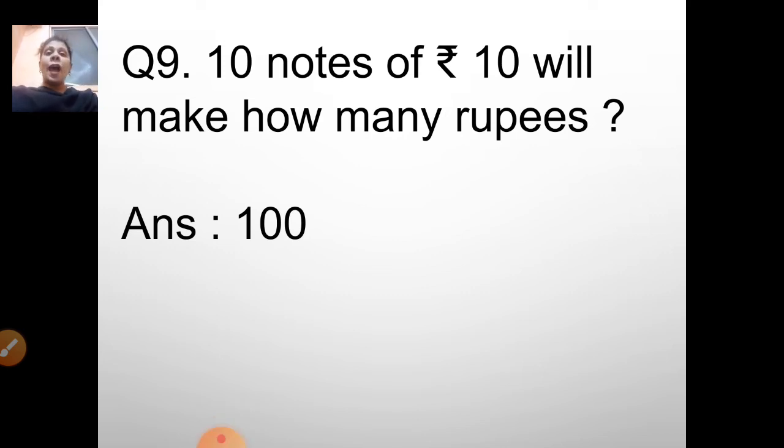Okay children, you have to count and write the answer properly. You have to count. On the book you can count. In your rough book you can do the working. But you have to count and properly give the answer. You have to count from the starting, like one note of 10 rupees is 10. So if I add one more 10 rupees, it will become 20. If I add one more, it will become 30. If I add one more, it will become 40. Like that, 10 notes you have to count. Then 10 notes of 10 rupees will make how many rupees? You have to write the answer 100.